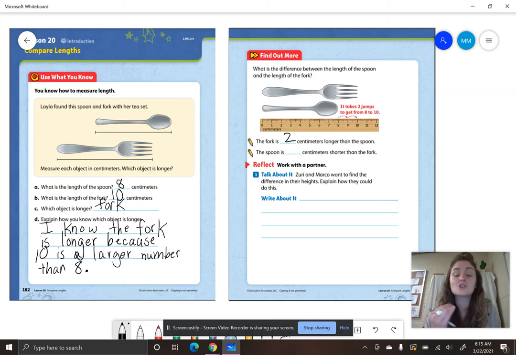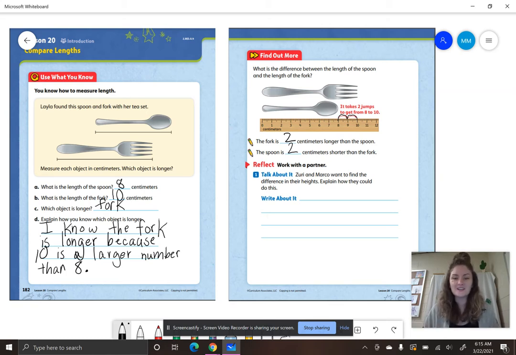How many centimeters shorter is the spoon than the fork? So let's say we know the fork is 10 centimeters, and we're going to go back to the length of the spoon. How many would we go back? 1, 2. It is 2 centimeters shorter. All right. So when we are comparing lengths, remember we have talked about using subtraction to compare our whole and the part that we know. That is kind of the same thing that we are doing here. We are using our addition and subtraction strategies to find the length of these objects and comparing them.